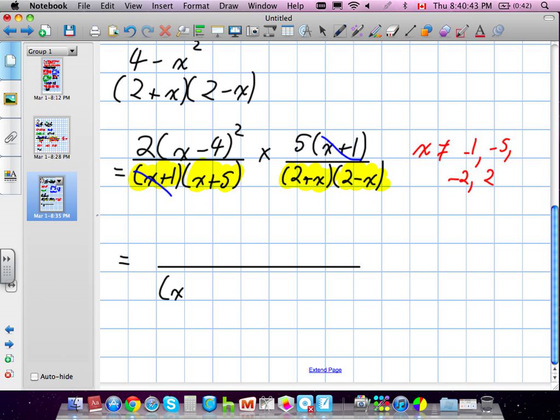That's it. We got our restrictions. Okay. I don't think there's anything else we can do. What is going on here? Example 4. Okay.